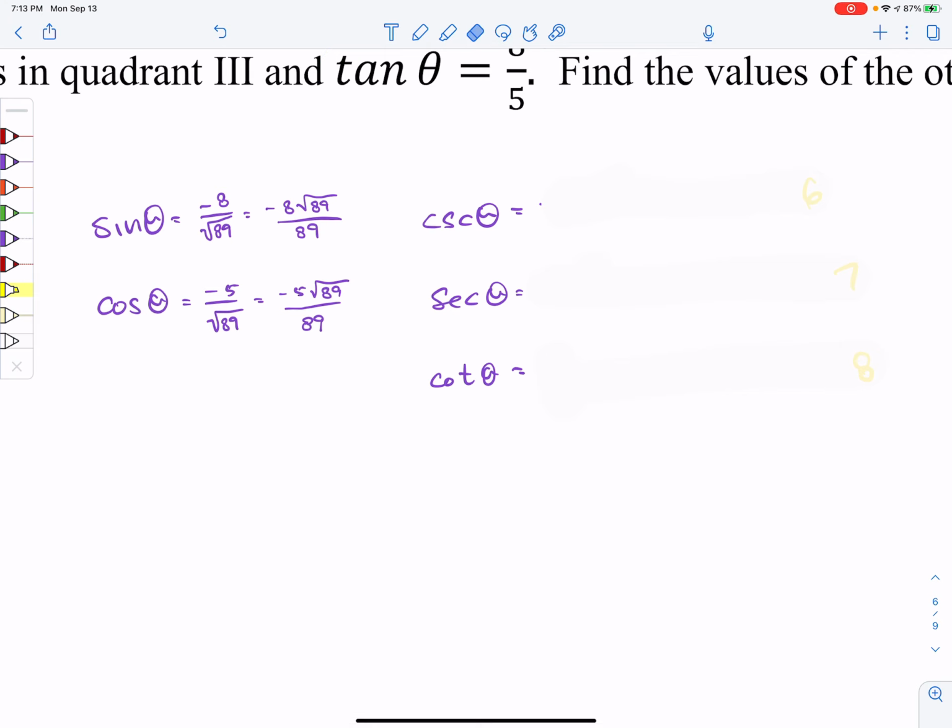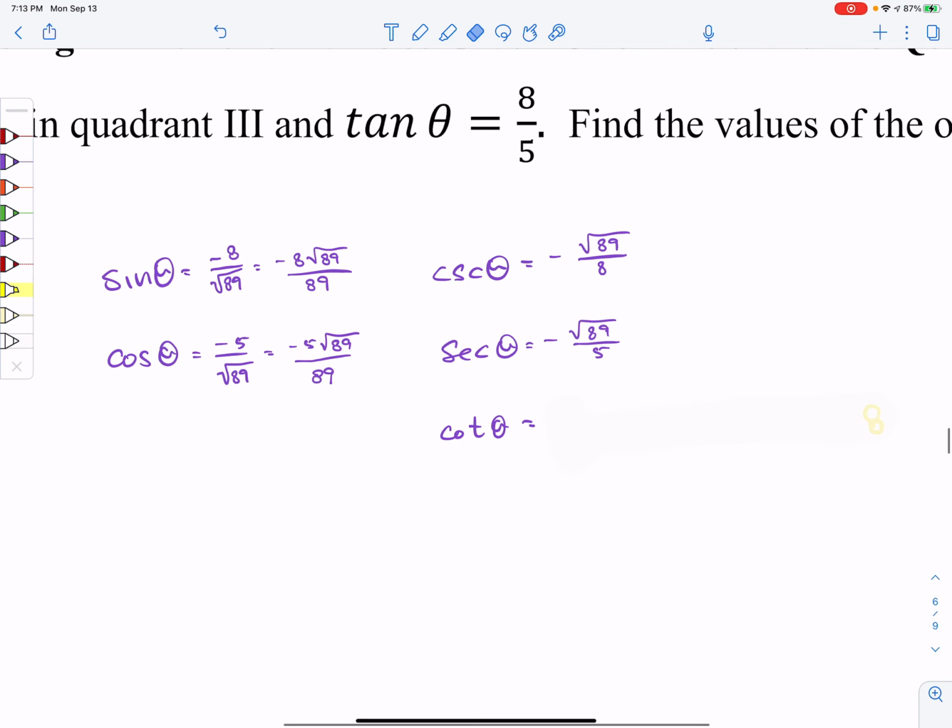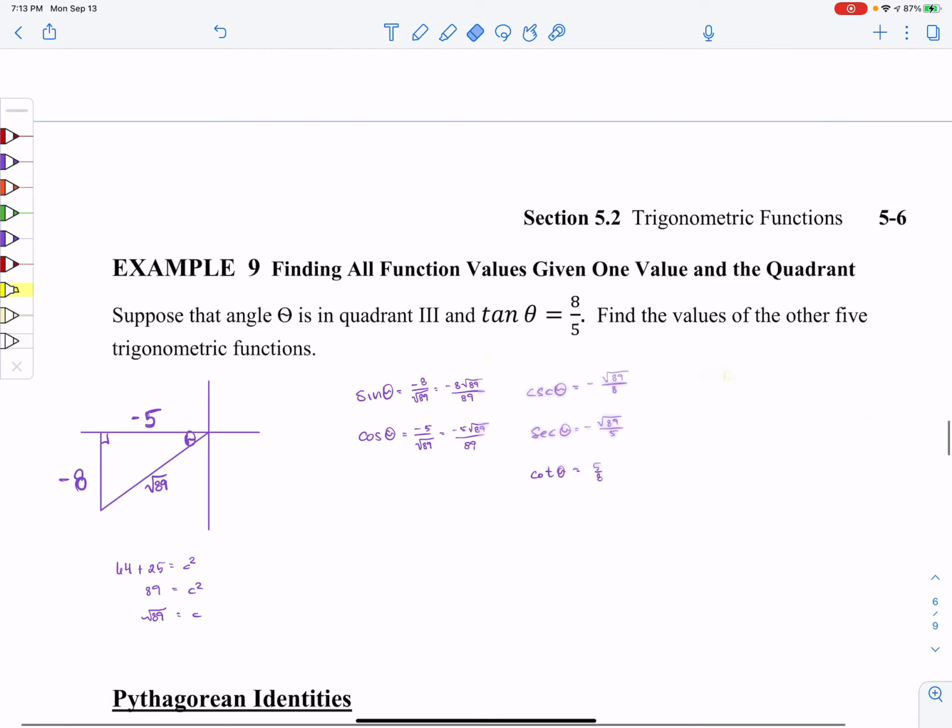To get the other 3, I'm going to use these for the reciprocal. If you try to do this one and get the reciprocal, you're going to have to rationalize the denominator all over again, so you're making your life harder. So I'm just going to get the reciprocal here. And so we've got negative square root of 89 over 8. On this one, we have negative square root of 89 over 5. And then for cotangent, just go back to what the original was and get the reciprocal of that, which is 5 over 8.